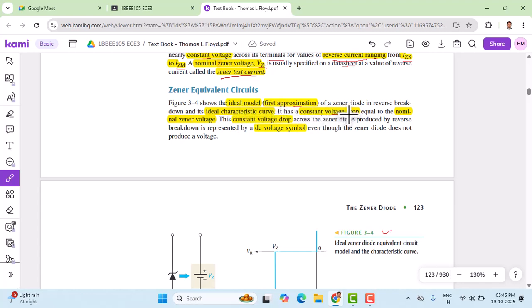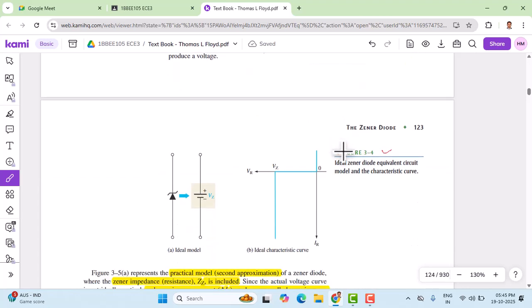It has a constant voltage drop, its nominal Zener voltage. This constant voltage drop across the Zener diode produces a reverse breakdown, and it is shown as a DC voltage symbol, even though the Zener diode does not produce a voltage, as we can see here. This is the ideal Zener diode equivalent circuit. This is the ideal Zener diode. This is the symbol of a Zener diode. We have already seen that ideal model. The symbol and its equivalent is just represented by a voltage source whose voltage is Vz, in the reverse region, of course.